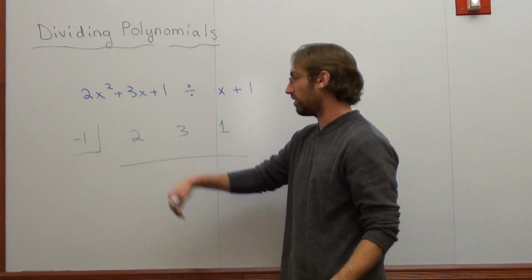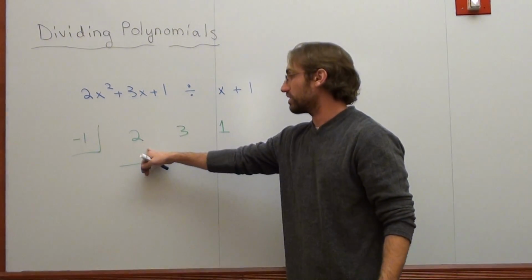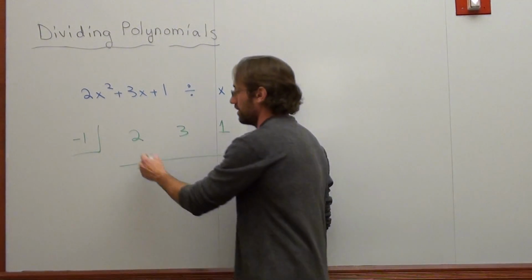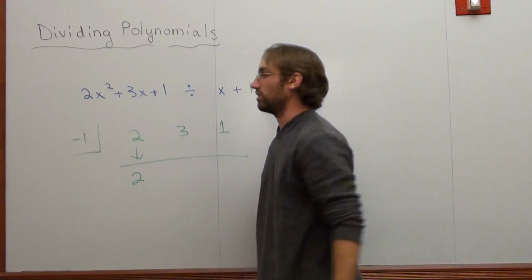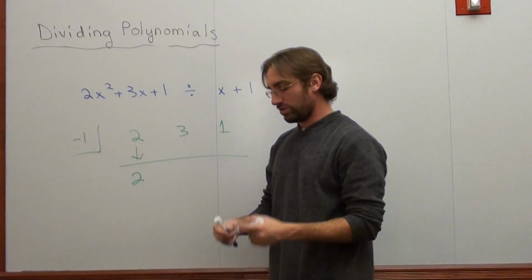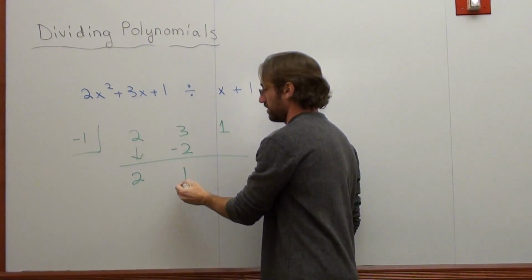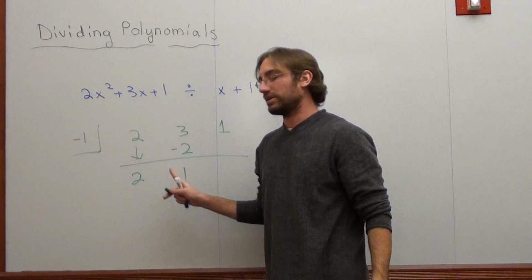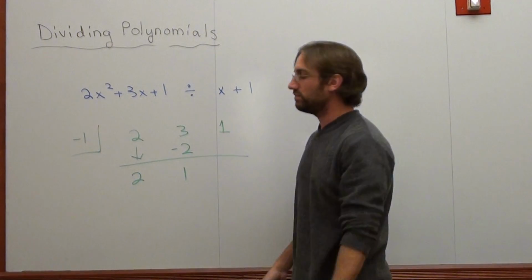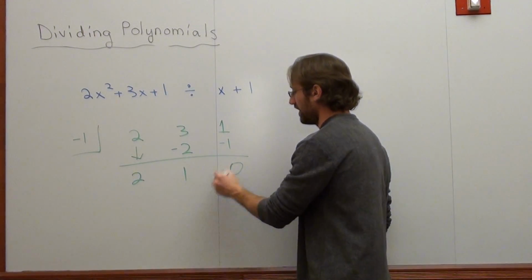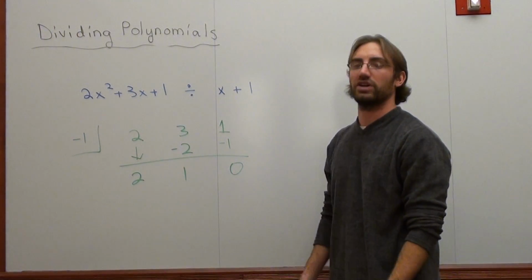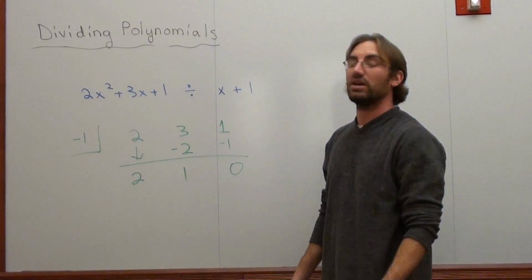Okay, set them all equal. Here's what you do. The first coefficient, you drop down. It's a 2. Negative 1 times 2 is negative 2. Take 3, subtract 2, it's 1. Take negative 1 times 1, it's negative 1, that's a 0. You figured out your answer. What do you mean? I'll show you.